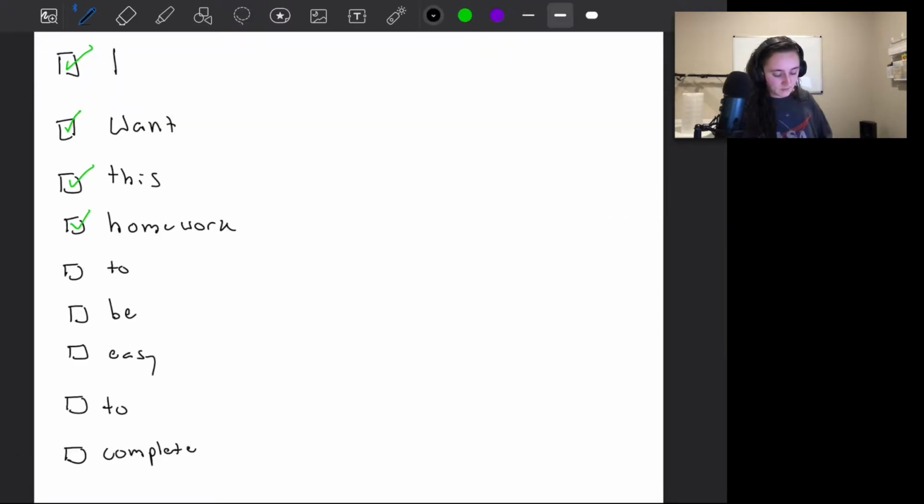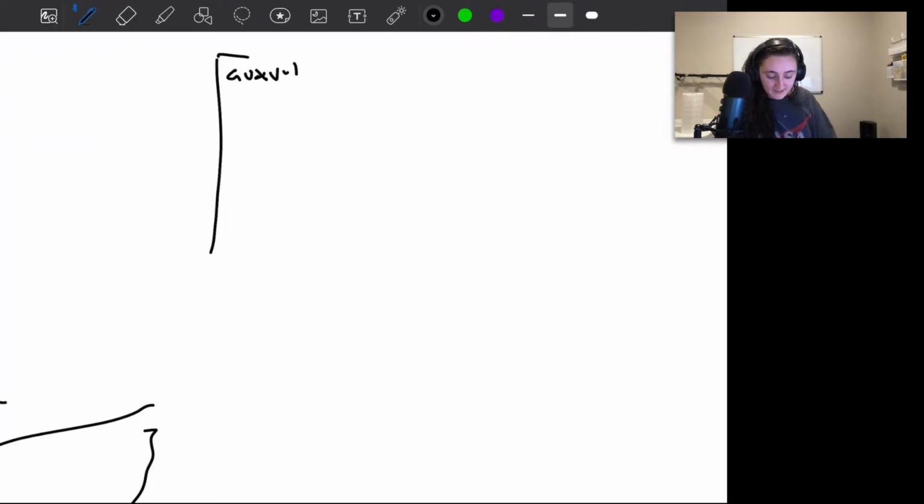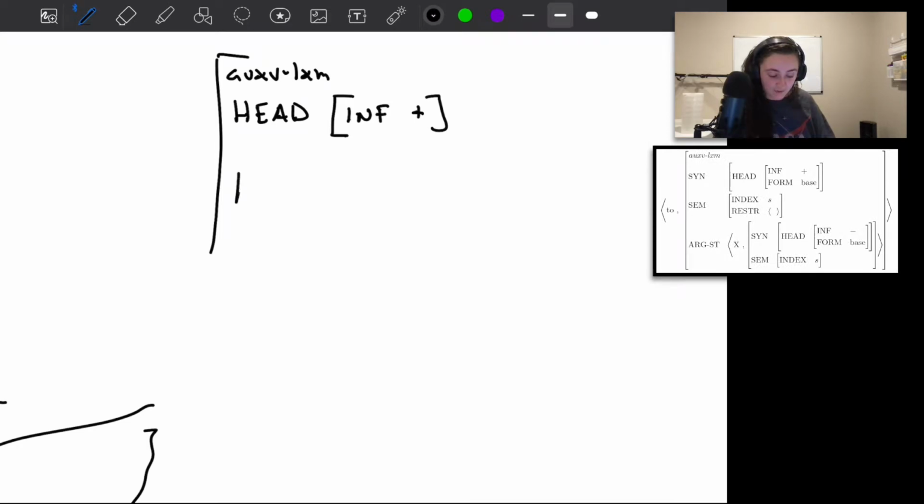and now we can put it in our word bank. Next word is to, infinitival to, but we have two of them, so we only have to really do this one time. Our book already has a lexical entry for to, and it is of type oxv lexeme. It is inf plus, which we already know is important because we know that the verb want wants its third argument to be inf plus.